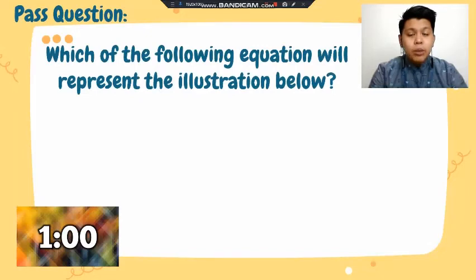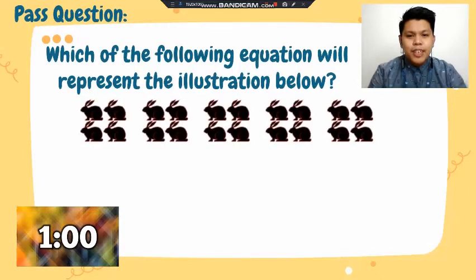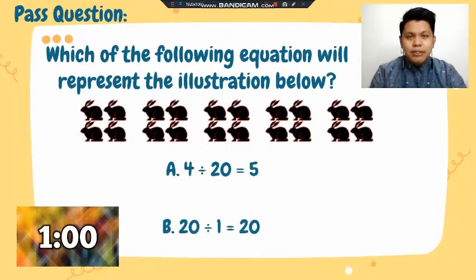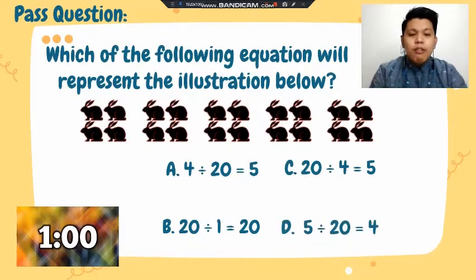Which of the following equations will represent the illustration below? So I have here rabbits. Is it A, 4 divided by 20 is equal to 5? B, 20 divided by 1 is equal to 20? C, 20 divided by 4 is equal to 5? Or D, 5 divided by 20 is equal to 4? I'll give you 1 minute to get the answer. 1 minute starts now.